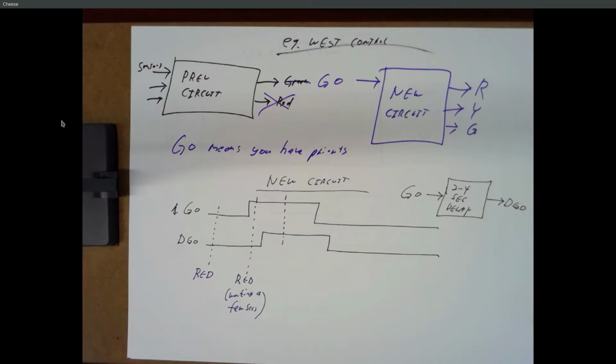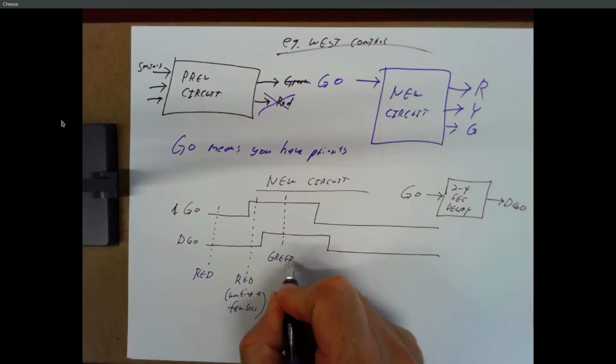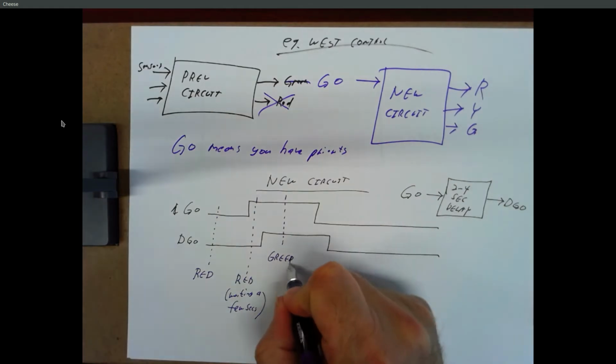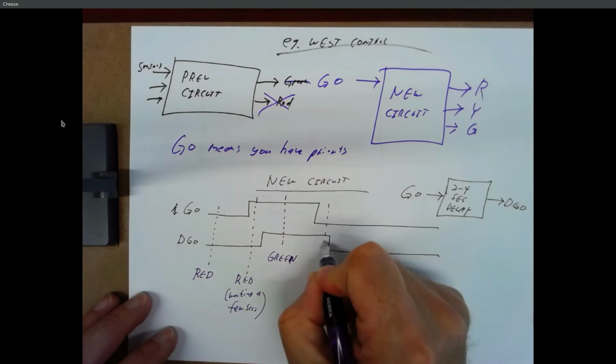All right, so let's look out here. Now you have permission to go, and you had permission 2 seconds ago. Now what color is your light? Green, right? So you got permission, you had permission. That's green, not greed.